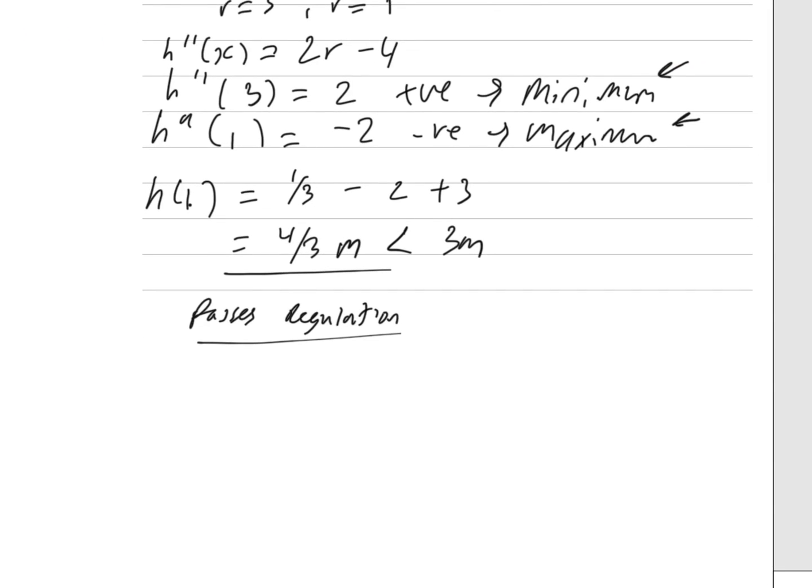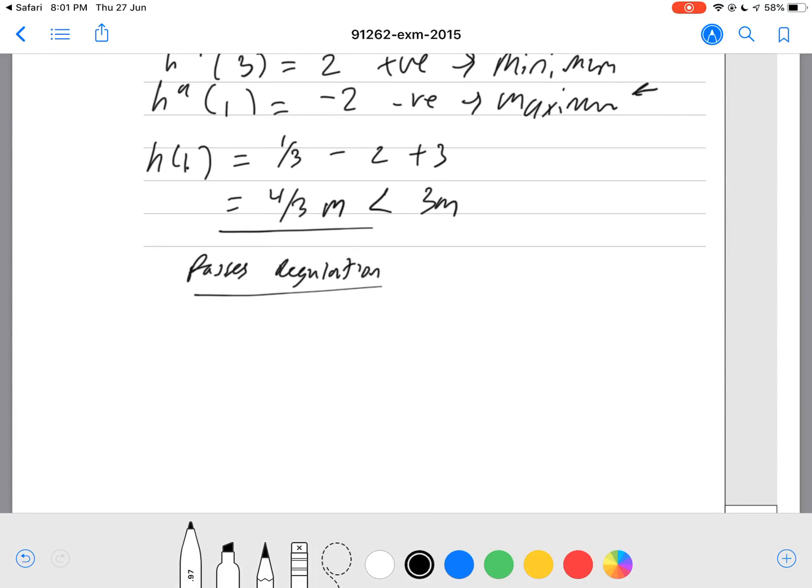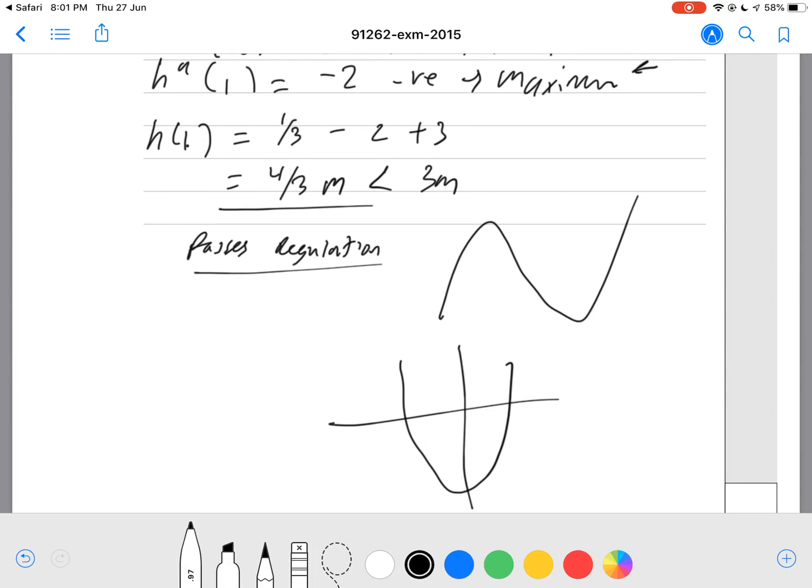The question also wants us to find when it's increasing. So basically our positive cubic looks something like this, and our parabola, which is the derivative, actually looks more like this. This is our x equals 1 and this is our x equals 3. So this is increasing when x is less than 1. When x is between 1 and 3, it's decreasing.